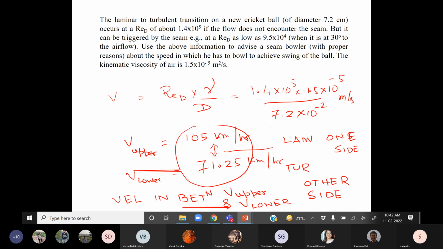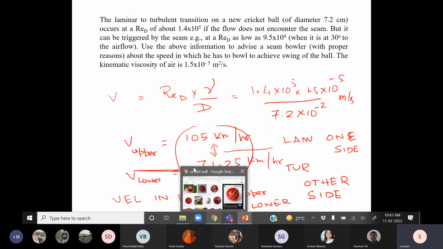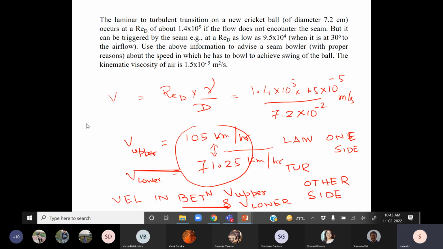Is it clear? Anyone having any question? So that's one of the reasons why the fast bowlers do not get any swing, because their speed is more than 105 kilometers per hour, roughly in that range. And that's why the spin bowlers or the slow bowlers do not get a swing. They rely more on off-the-pitch movement rather than in-air movement. But a swing bowler depends on in-air movement, by creating laminar flow on one side and turbulent flow on the other side. Okay, any question?